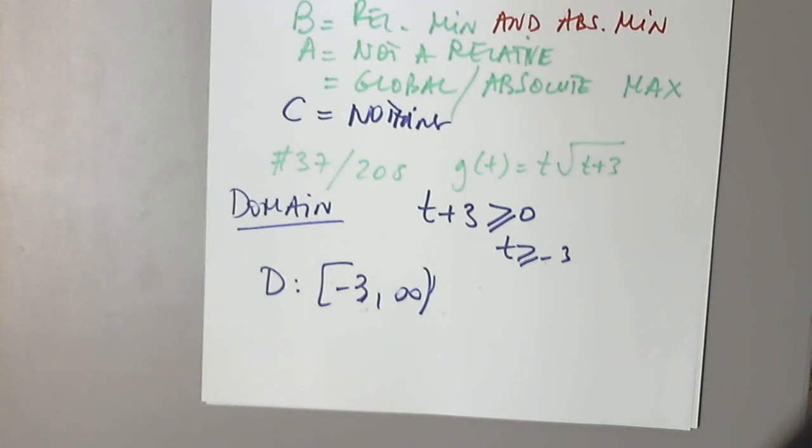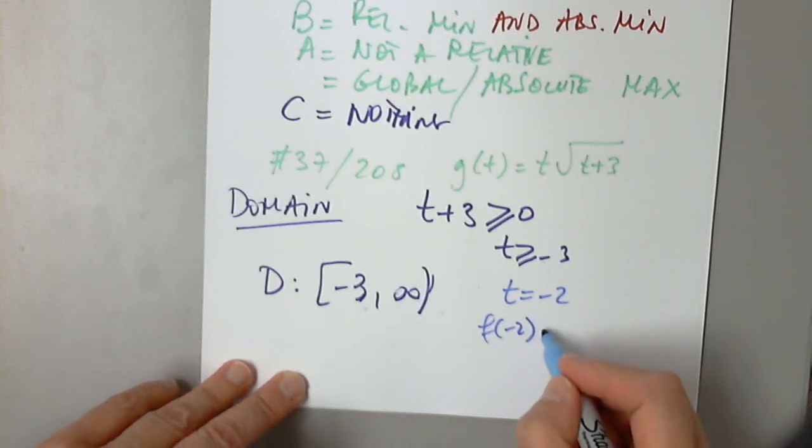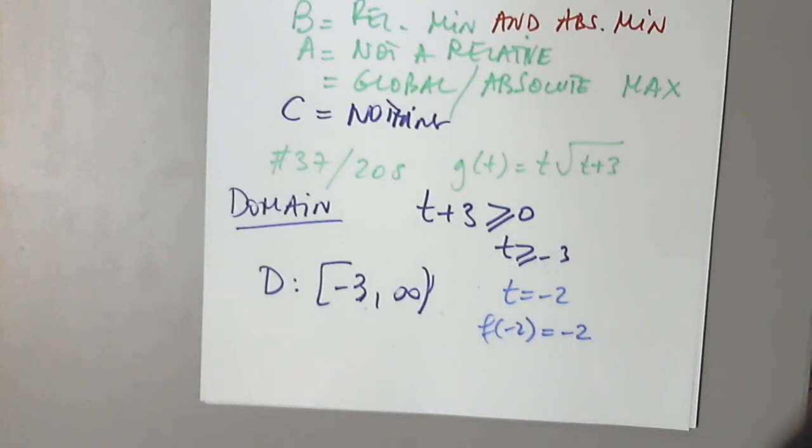So the minimum is at -2, and the y value is -2. So t equals -2, and g of -2 is also -2. And now what will you say about the increasing and decreasing intervals? Remember the function starts at -3. So between -3 and -2, what does the function do? Right, and between -2 and infinity, the function, that's it. That was a perfect example.